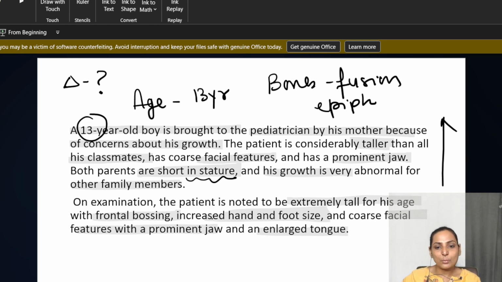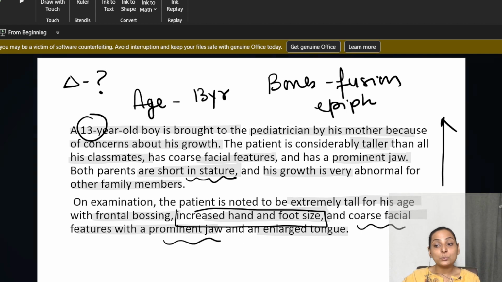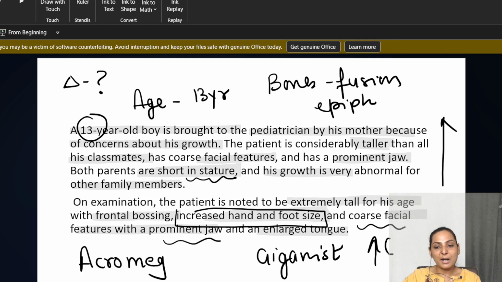Now something which is confusing is the increased hand and foot size, the coarse facial features and the prominent jaw, which confuse us as to what it is. Whether it is acromegaly or gigantism, because both are due to an increase in growth hormone. And acromegaly will also show the same features: increased size of the hand, hat and ring size, the shoe not fitting into the foot. So the only thing which is very clear and not going to confuse is the age. Looking at the age of the boy, it is very clear that it is gigantism because of excess growth hormone. Don't get confused with the tongue.